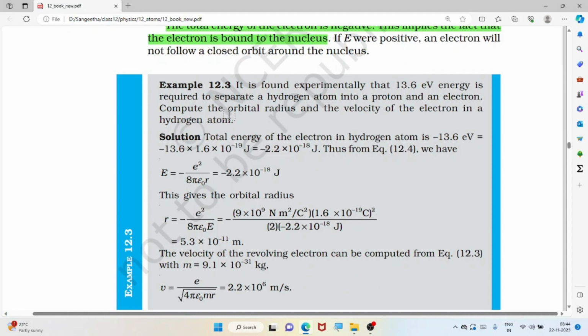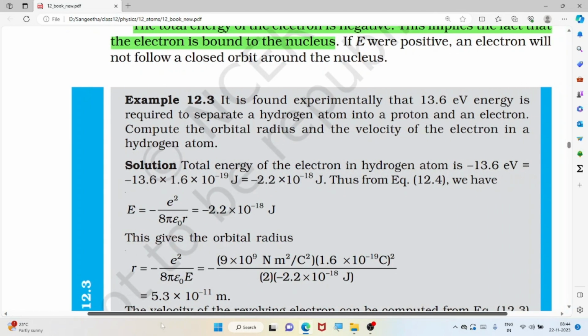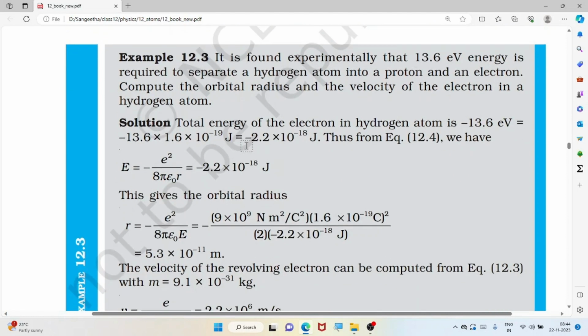So it is found experimentally that 13.6 electron volt energy is required to separate a hydrogen atom into a proton and an electron. Compute the orbital radius and the velocity of the electron in the hydrogen atom. Total energy is given. Okay, so that is converting electron volt into joules. So 1.6 times 10 power minus 19 joules is 1 electron volt.